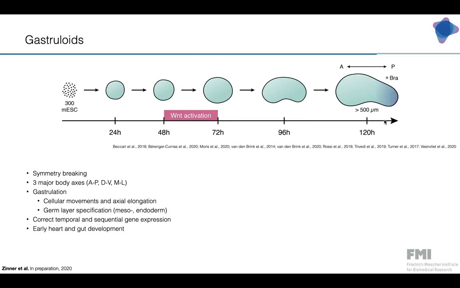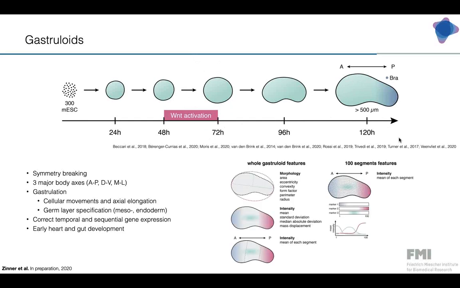Again, we have these 5 days, but you see already the size. This is more than 100 micrometers, almost a millimeter. These are very big structures that contain a lot of different cell types. So first we need to set up all the imaging around it. So we have, again, as with the organoid, different gastruloid features. We also look at the different intensity on the different axes.